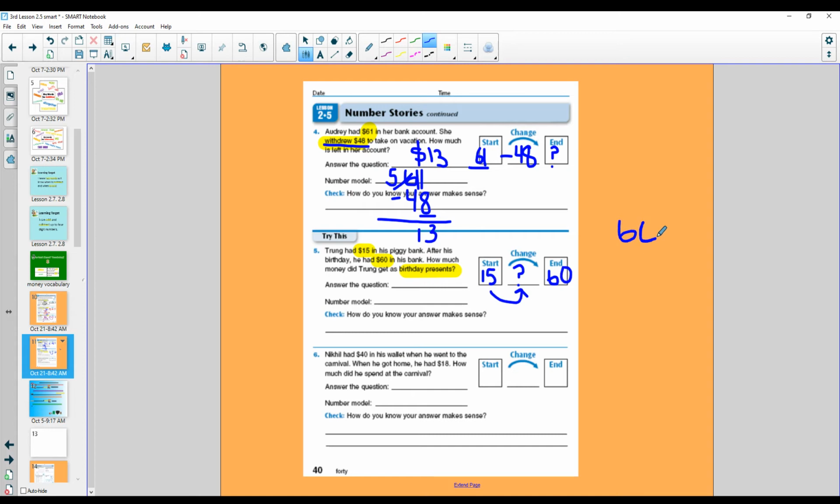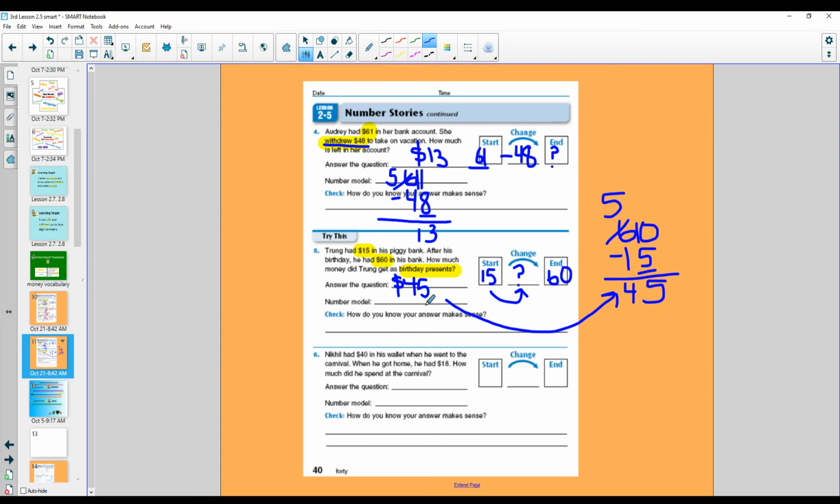We're going to do 60 minus 15. That's why this one's a little bit tricky, because you know how much he ended up with and how much he started with, so we have to figure out what changed. This is my number model. I don't like to rewrite it. More on the floor, go next door, get 10 more. 10 minus 5 is 5. 5 minus 1 is 4. He got $45 for his birthday.